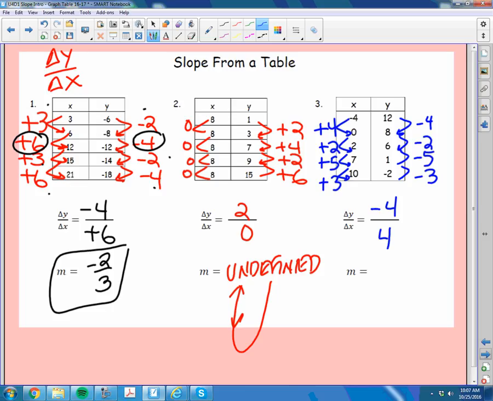What bucket is the slope? -1 is indeed the slope. -4 divided by -1, or -2 divided by +2, or -5 divided by +5. They are all -1 when they simplify. Okay?